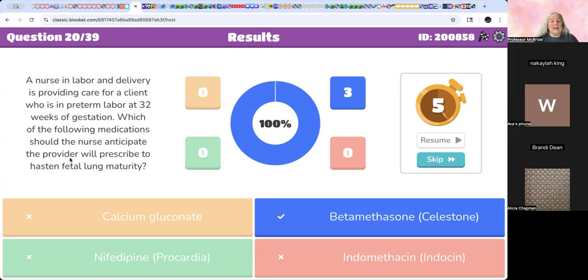But if the question said, what might we anticipate using to decrease her contractions, nifedipine would be a good choice for her. Because it says, what are we going to use to hasten fetal lung maturity, betamethasone is the best choice because that's what we're going to give to mom to help the baby. It helps increase the surfactant production in the baby's lungs in case they're born early.